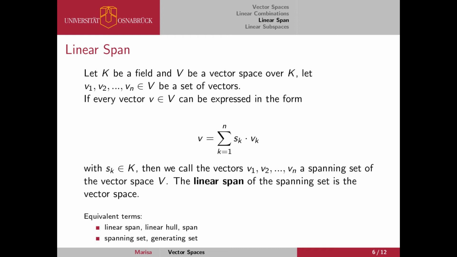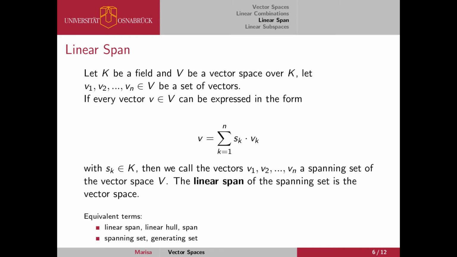And what we want to do is that we want to be able to produce each possible vector of our vector space V with this specific set of vectors in a linear combination. If this is possible, the vectors are a spanning set, or also called a generating set. And we say that the linear span of a set is the vector space that it produces with linear combinations. Regarding terminology, there are several terms here that you might encounter. Linear span is referring to the same thing as the linear hull, or just span. And the term spanning set means the same as generating set in this context.